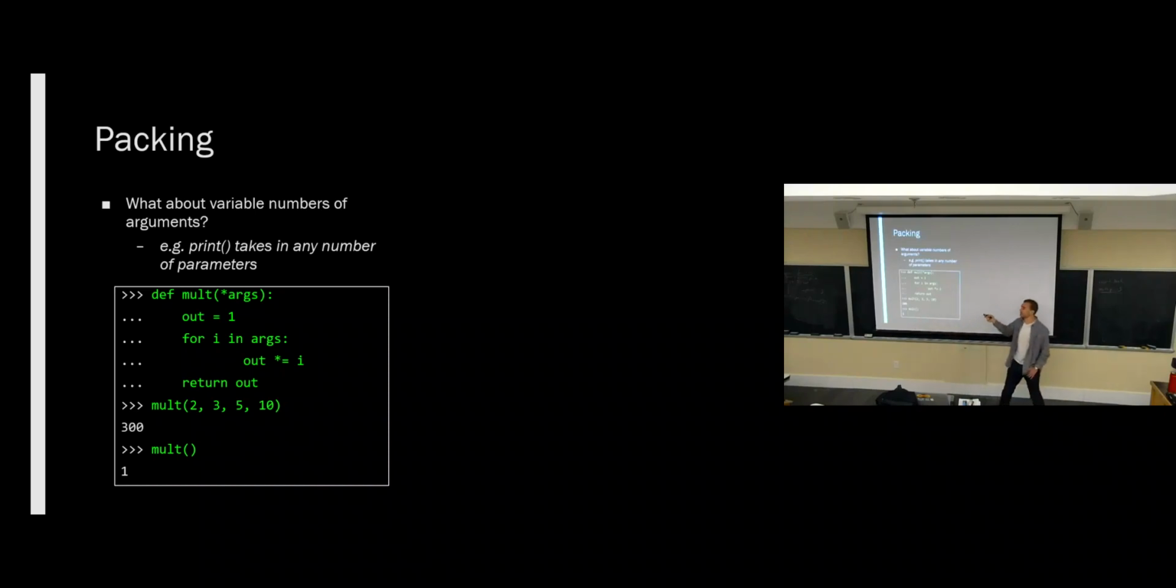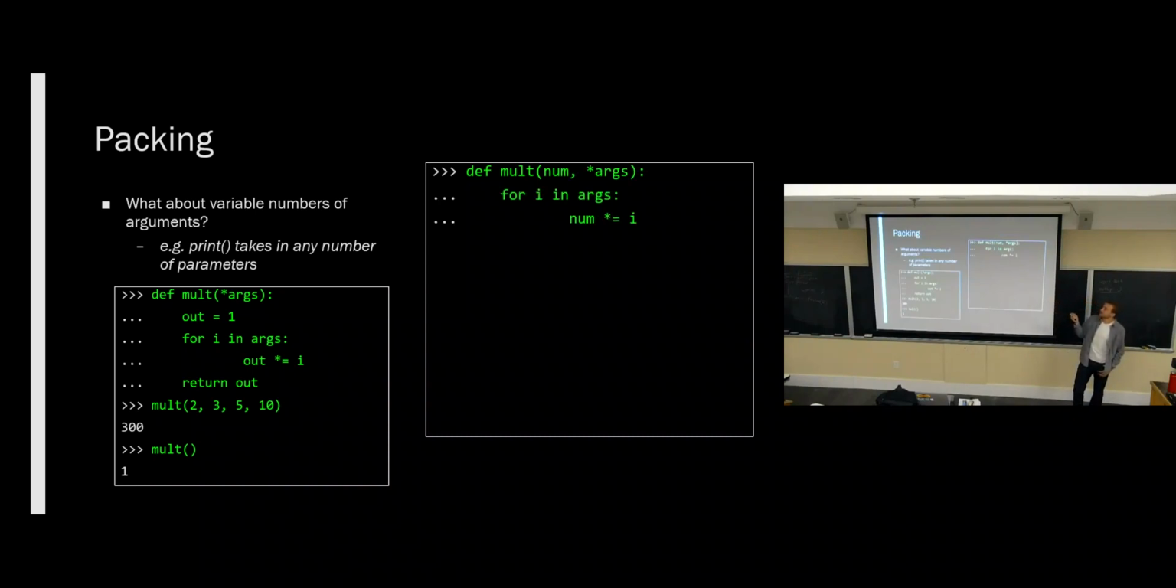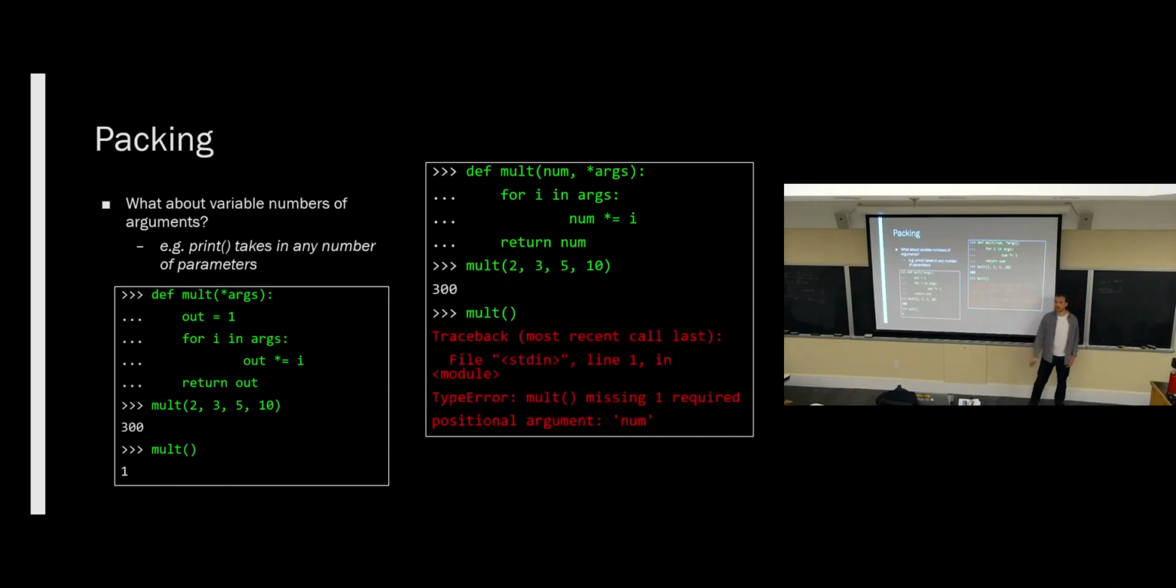And so, how would we fix this problem if we wanted to force the user to put in at least one argument? Any ideas? Do you like mult x on the args? Yeah, exactly. All we have to do is supply one positional argument and then say star args. So now we can loop through, return num. We can multiply everything just like we did before. This will be num. These will be star args. But if we try to supply nothing, we're going to get a missing positional argument error. So this is packing. Any questions about packing?